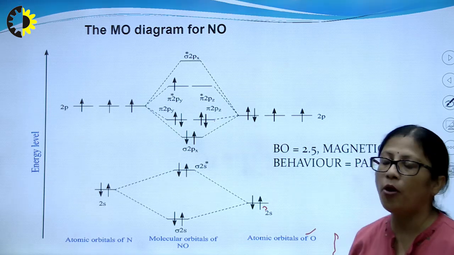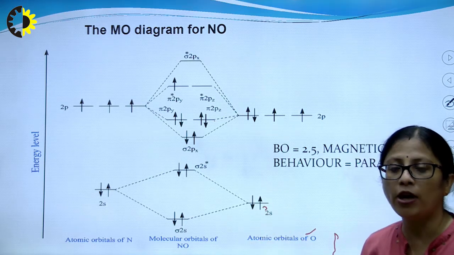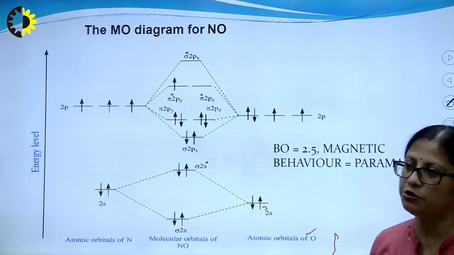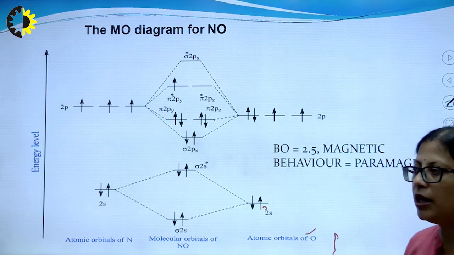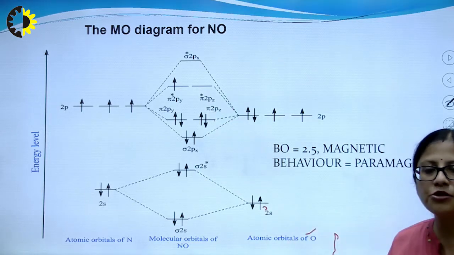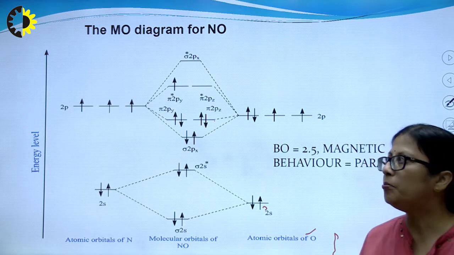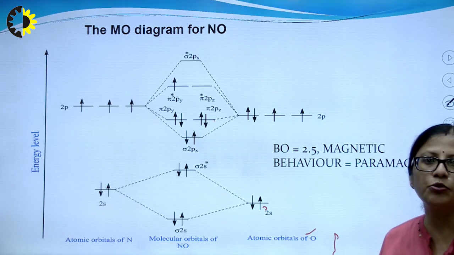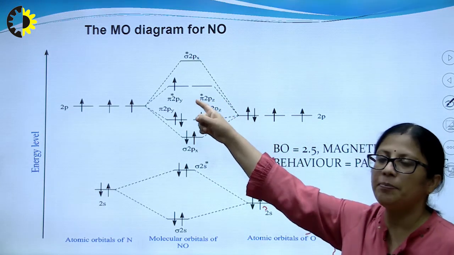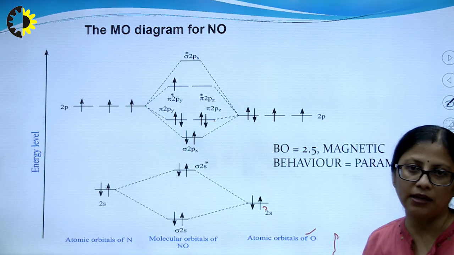The bond order is calculated in a similar manner: the number of electrons in the bonding molecular orbitals minus the number of electrons in the anti-bonding molecular orbitals, divided by 2. So the total number of electrons in the bonding molecular orbitals are 2, 4, 6, 8, minus 3. So 8 minus 3 is 5, divided by 2, which comes out to be 2.5. So the bond order for nitric oxide is 2.5. And since the last electron, which is present in the pi star 2py, is unpaired, the molecule is paramagnetic.